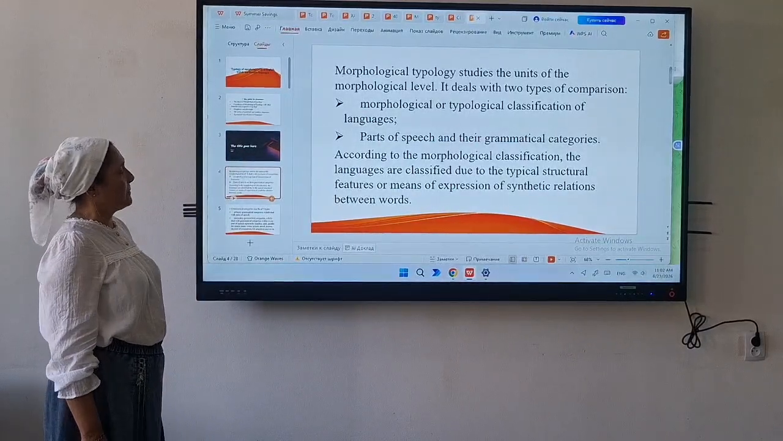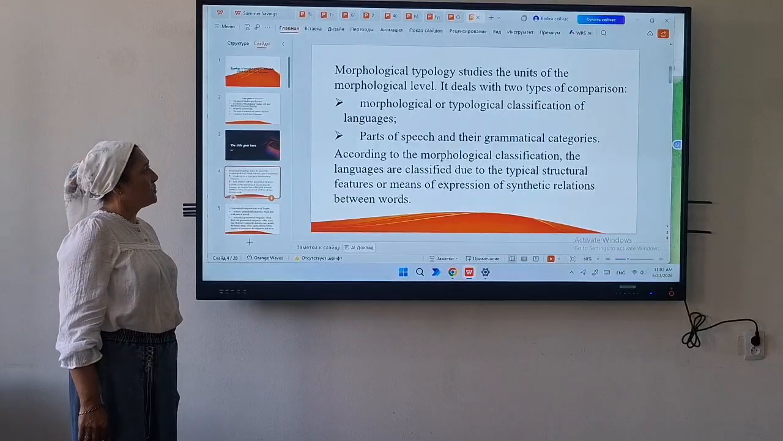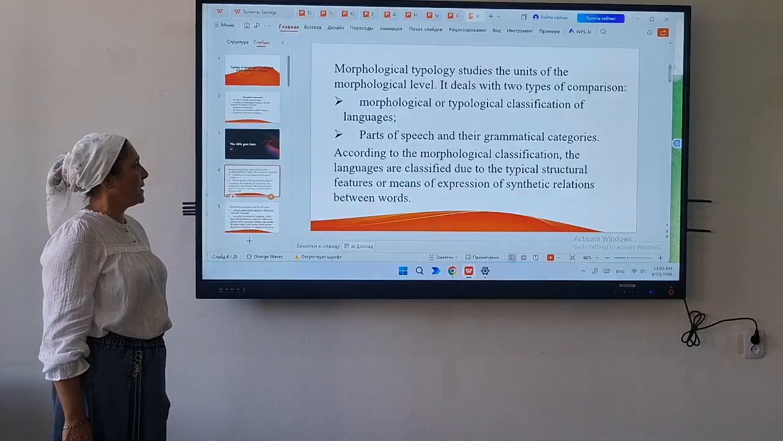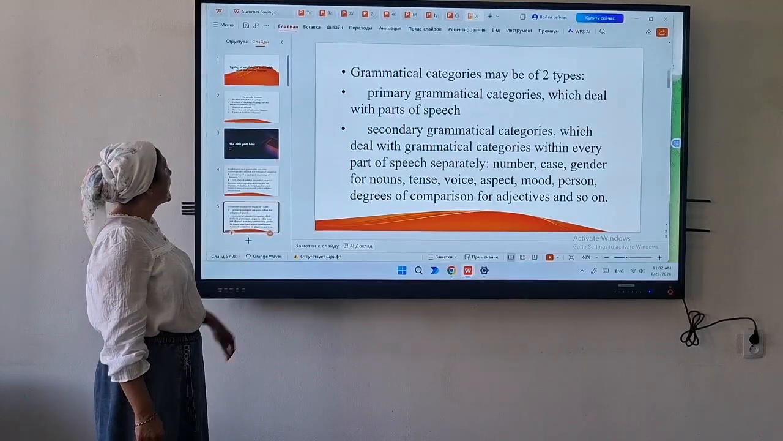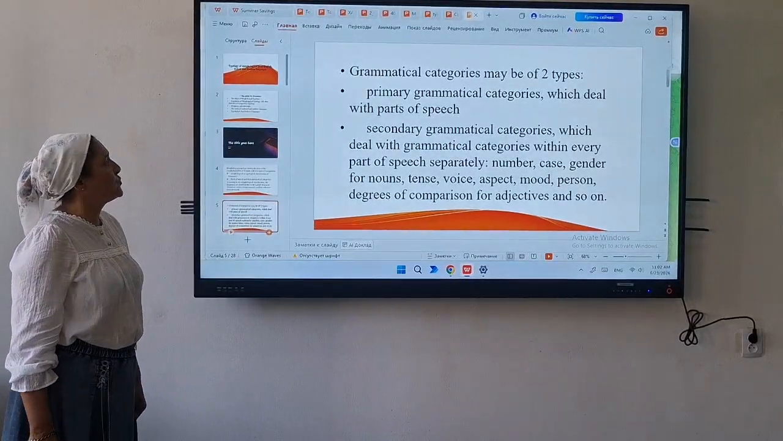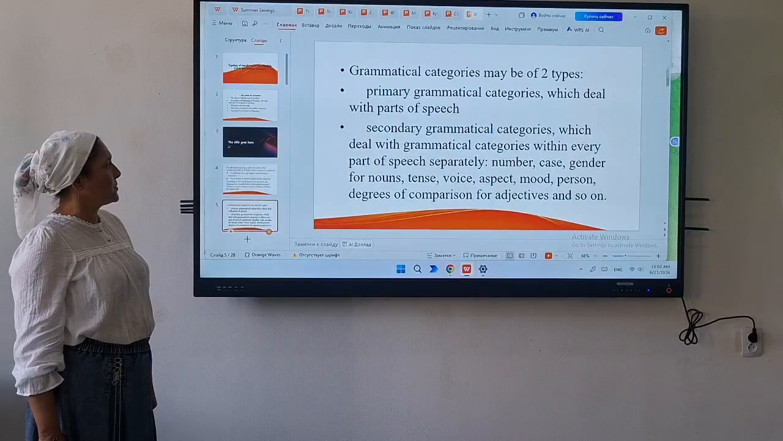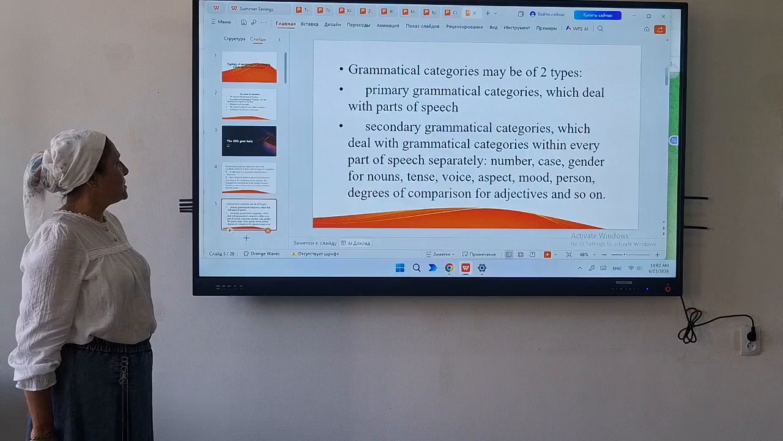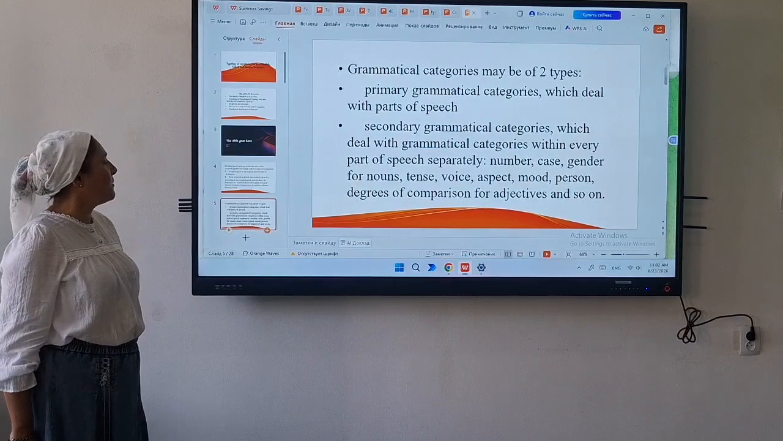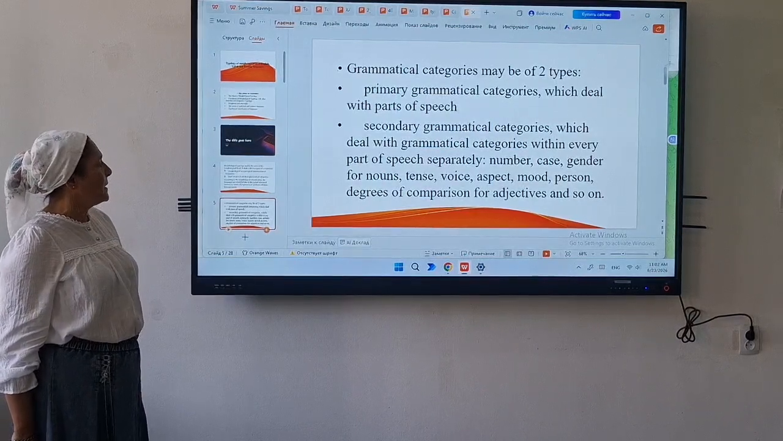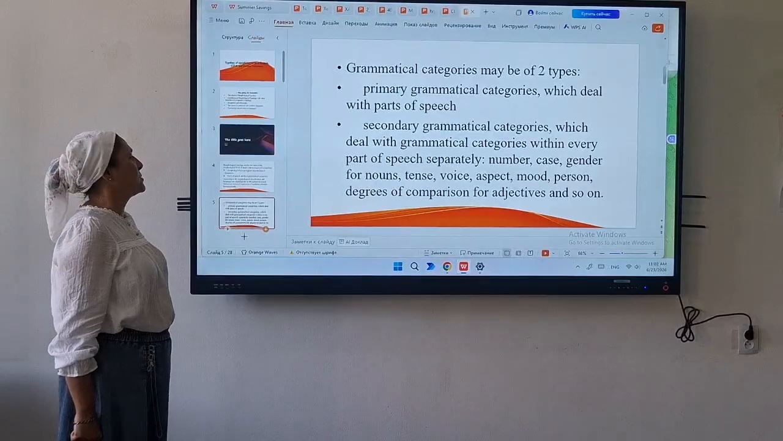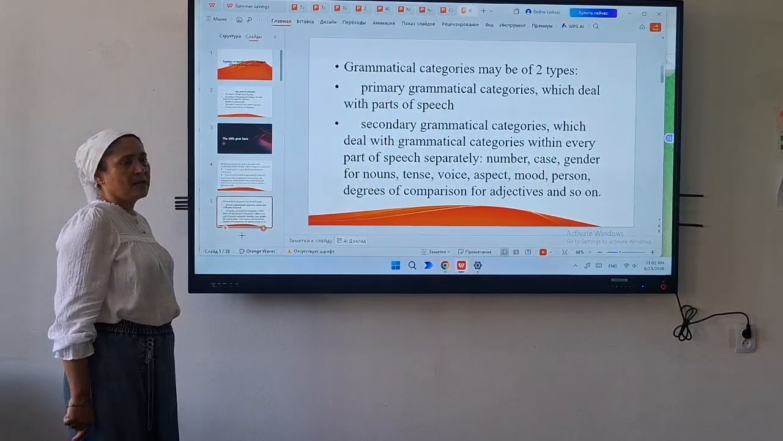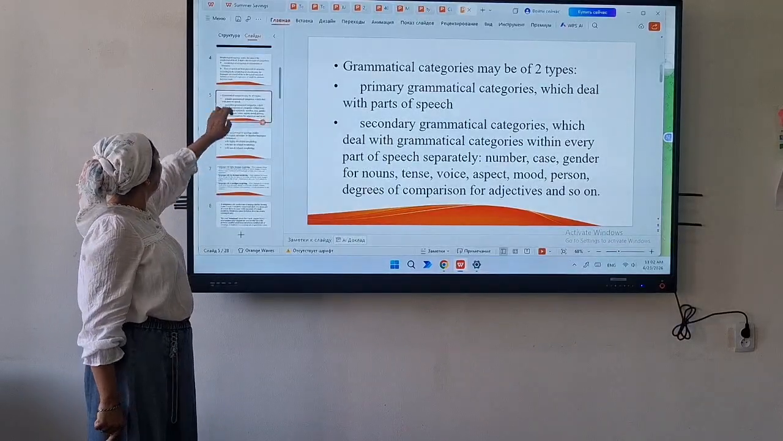It deals with two types of comparison: morphological or typological classification of languages, and the second one is about parts of speech and their grammatical categories. So grammatical categories may be of two types: primary grammatical categories, which deal with parts of speech, and secondary grammatical categories, which deal with the grammatical categories within every part of speech separately: number, case, gender for nouns and pronouns, tense, voice, aspect, mood, or person, and degrees of comparison for adjectives, and so on.